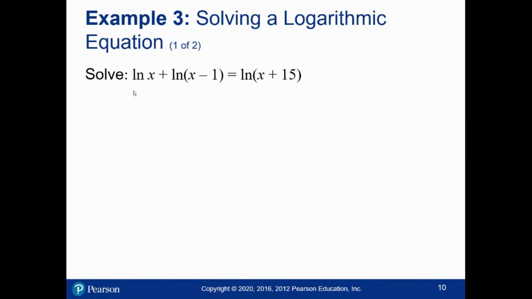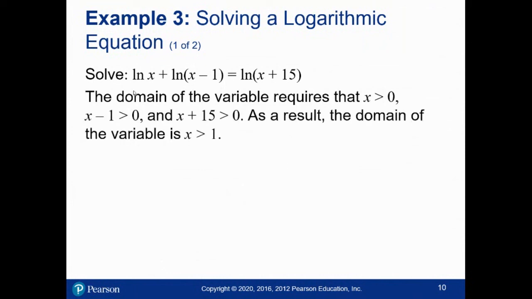So hopefully we've given it a shot. The domain of the first term, log x, is that x is positive. The domain of the second one is that x needs to be bigger than 1. And the domain of the last one is that x needs to be bigger than negative 15. So my three requirements are bigger than 0, bigger than 1, bigger than negative 15. That can be summarized as just, you have to be bigger than 1, in which case the other two will automatically happen as well.